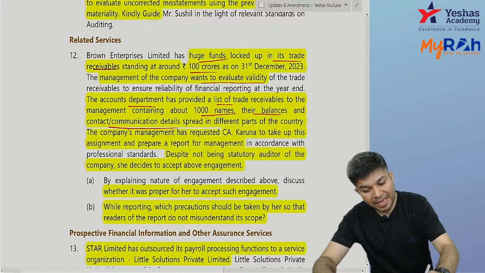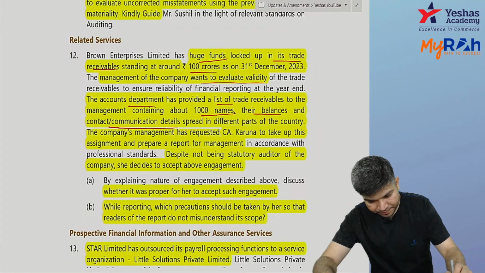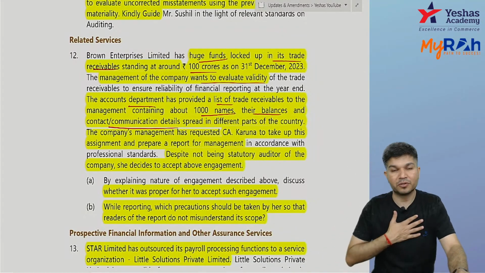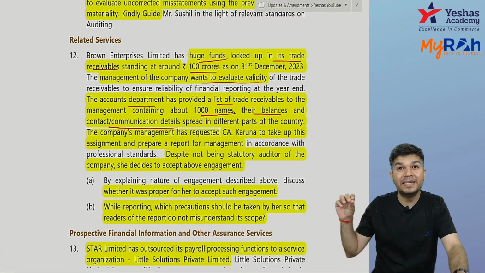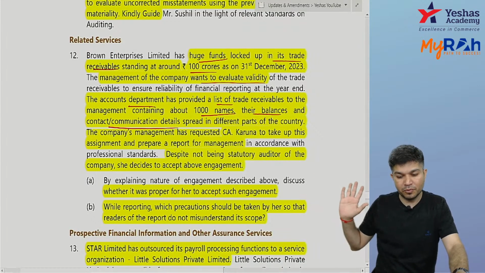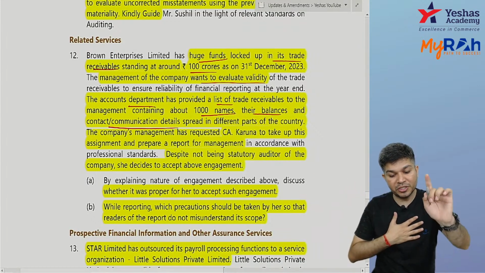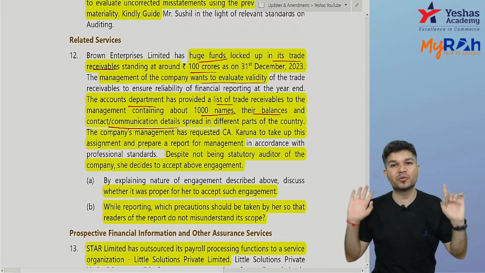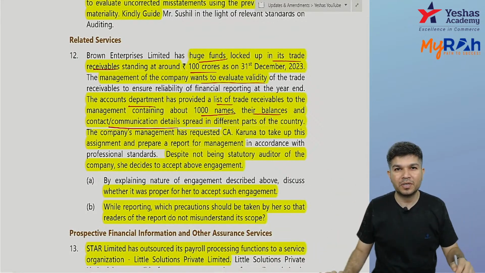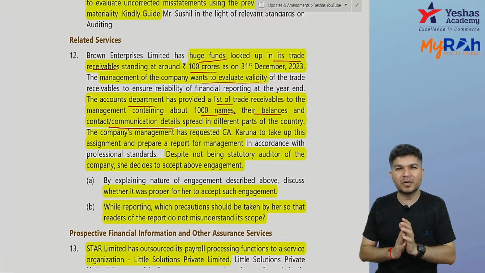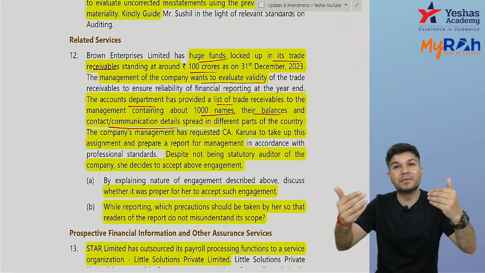The company's management requested CA Karuna to take up the assignment. So management wants to have a validity check of accounts receivable. They want to test the validity of the debtors, and they are appointing you. You are not the statutory auditor, but you are required to examine the validity of accounts receivable. You will be doing the things that management says.